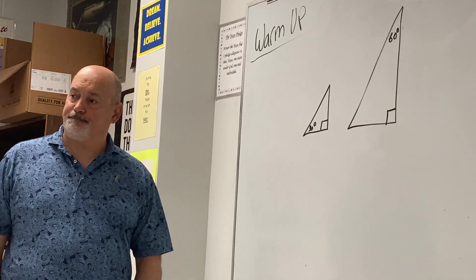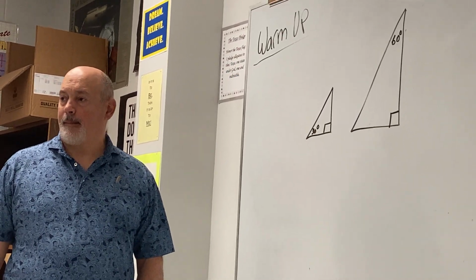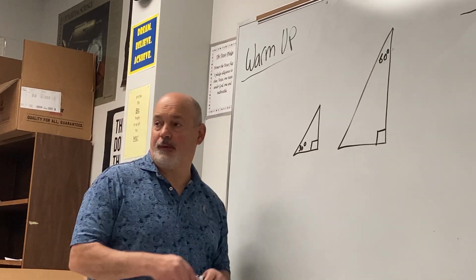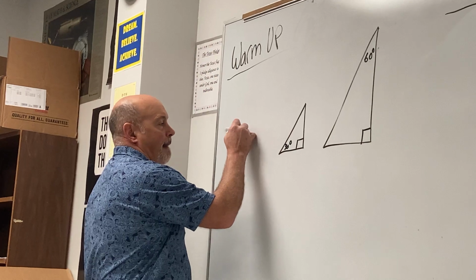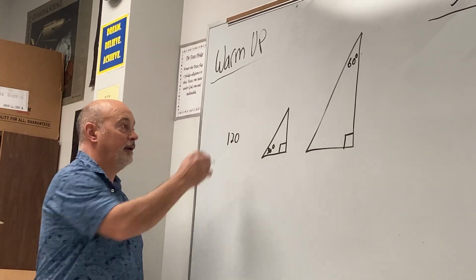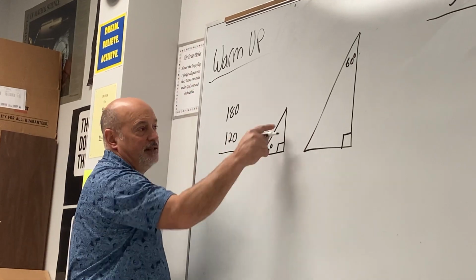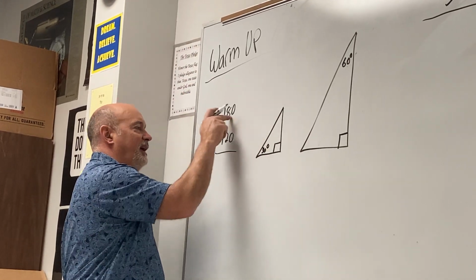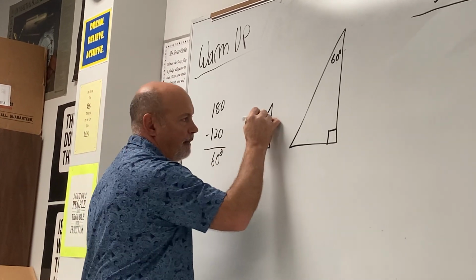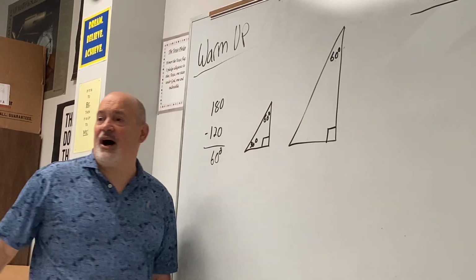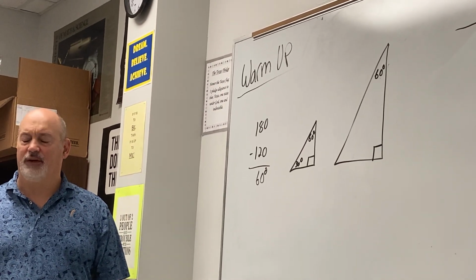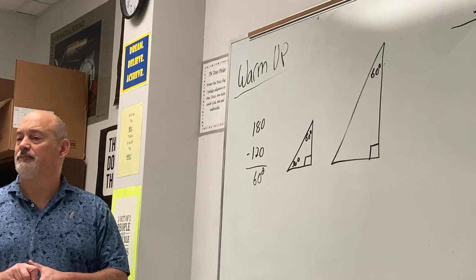Layla, what do you think? Add 90 and 30. What's 90 plus 30? 120. And then what do we do? Subtract it by 180, to see what this other angle is. What's 180 minus 120? 60. Can I now say that these two triangles are similar? Yes. Prove it. Who can prove it?